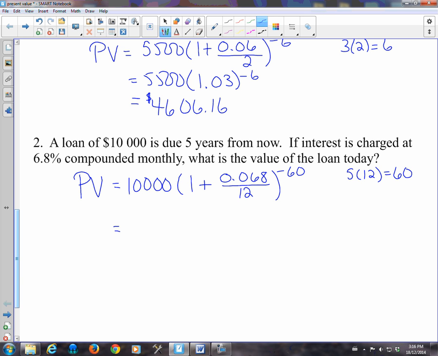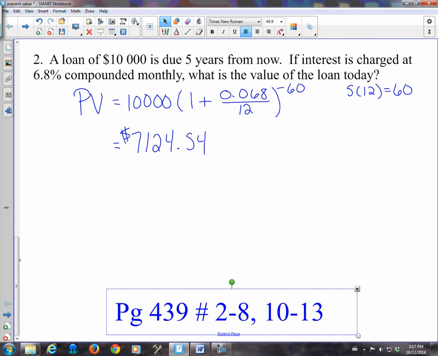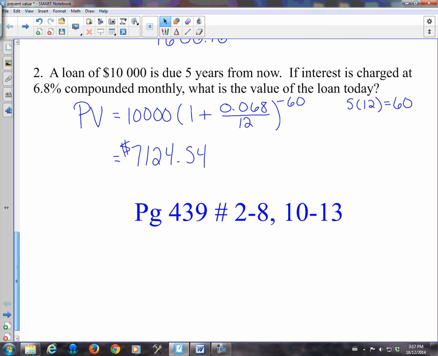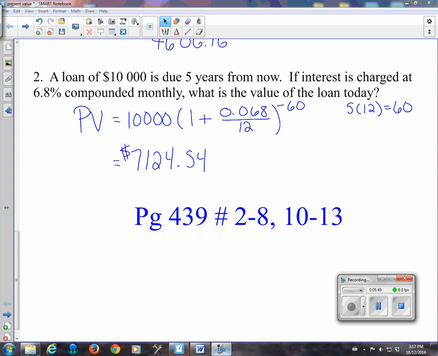Sometimes the interest rate does not divide nicely, so then you have to type it all in one step into your calculator, which means you can type in exactly what it says on the board. 10,000 bracket 1 plus 0.068 divided by 12 bracket exponent key negative 60. And you should get $7,124.54. So present value is really just about understanding you're finding the value of the money now. Try those questions, and then we'll move on to some other finance topics.